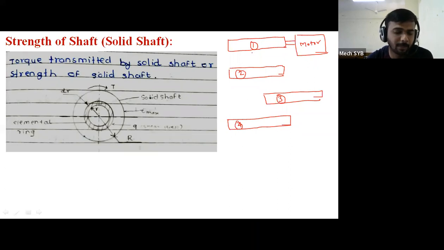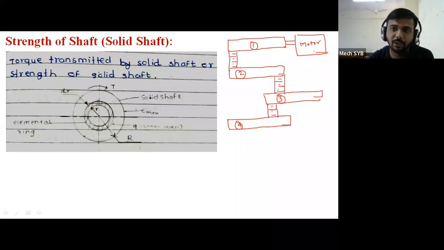But if I have to transmit the power, I will connect either a pulley or a gear between shaft number 1 and 2 like this. Then I will connect shaft number 2 and shaft number 3 by using the second gear. Again, I will connect shaft number 3 and shaft number 4 by using the third gear.